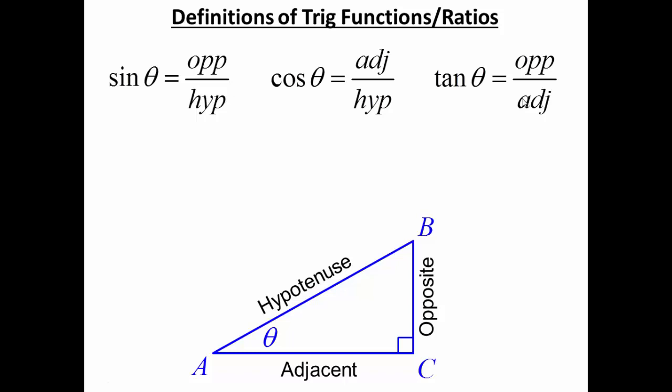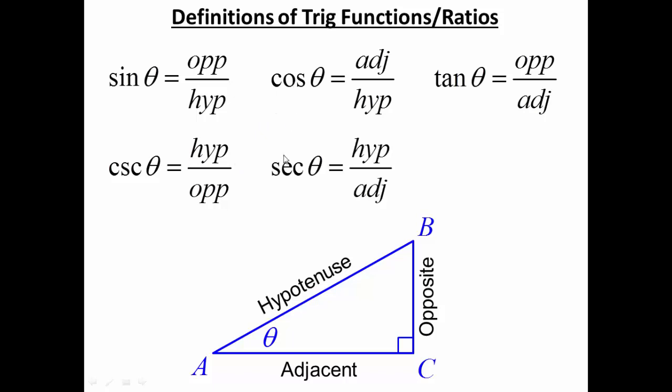As I said before, we had three other trig functions: secant, cosecant, and cotangent. Sine and cosecant were the ones that were upside down from each other. So if sine is opposite over hypotenuse, cosecant is hypotenuse over opposite. Cosine becomes secant, adjacent over hypotenuse flips upside down. We have hypotenuse over adjacent. Tangent and cotangent are the flips of each other. Opposite over adjacent becomes adjacent over opposite.